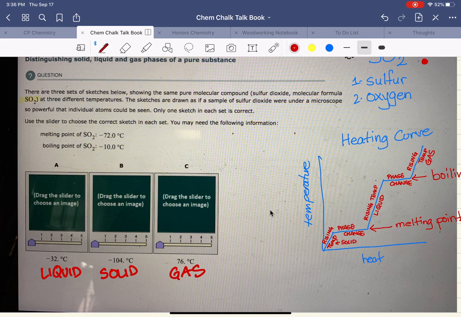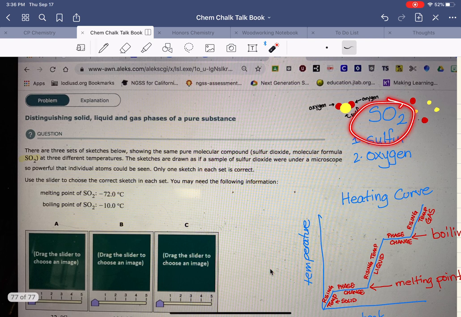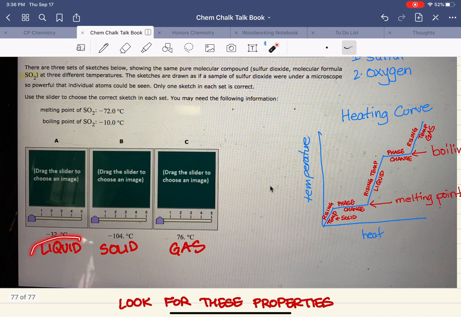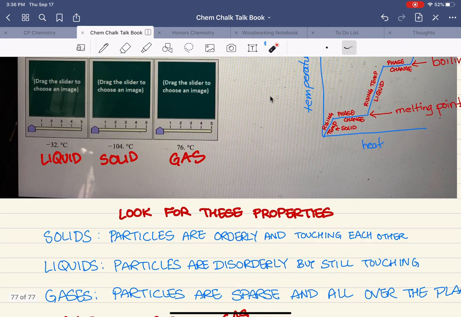Okay, so now what we're asked to do is click on the slider and select which of the drawings 1 through 5 best represents this substance in this condition. Okay, so what are we going to look for? Well, for one thing, solids, we will see the particles are orderly and they're touching each other. Okay, so we're going to look for a nice organized display of those particles. They're all touching each other, neat, tidy, and packed together.